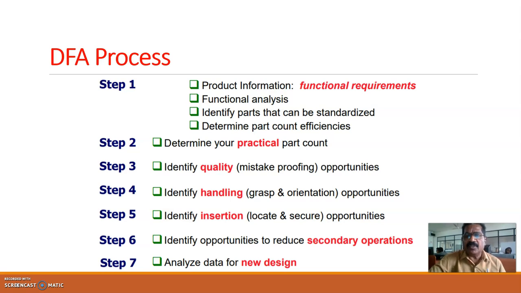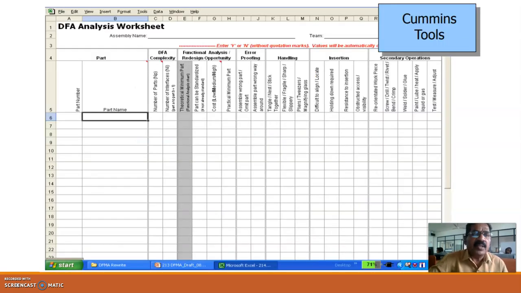Analyze data for the new design, right? Okay, so this is the Cummins DFA analysis sheet. Now, if we go systematically step by step for all the parts that have been listed down here, and then look for design for assembly complexity, functional analysis, error proofing, then handling difficulties, insertions, and secondary operations.